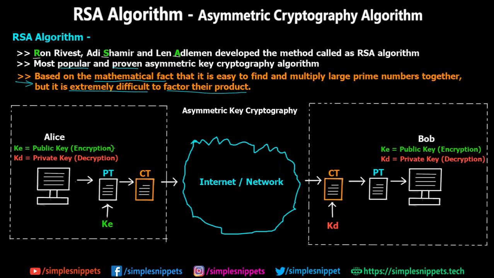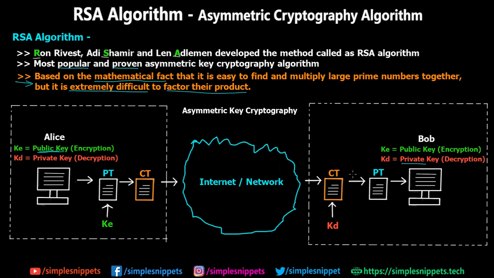Now the encryption goes as follows. Alice takes the plaintext PT and encrypts it using the public key. She gets the ciphertext and sends it over the internet to Bob. When this ciphertext is received at Bob's end, he takes his private key KD and decrypts it to get the plaintext. So you can see there are two different keys involved: the public key for encryption and the private key of Bob for decryption.